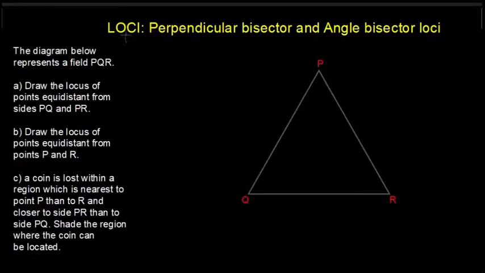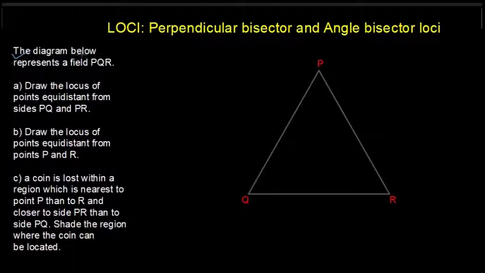So under loci, which is the plural of locus, we will look at types of loci, and in a series of videos to come, we'll look at different types. But to begin with today, we have perpendicular bisector locus and angle bisector locus. Now, in order to go through this, we will have this question to guide us.